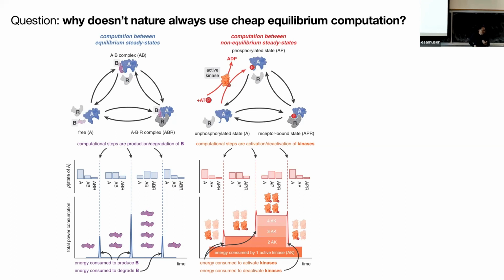So the question, more concretely, is why doesn't nature always use cheap equilibrium computation? Why doesn't nature just do this? Why does it do that?